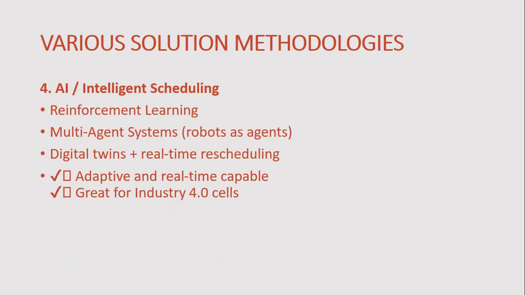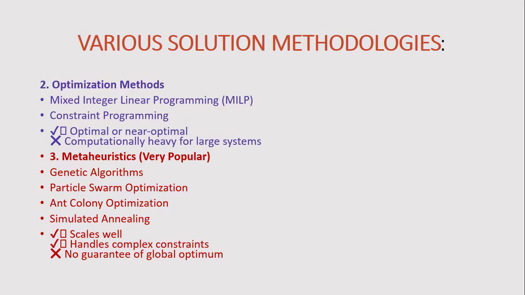The next one is agent-based intelligent scheduling. So these are the four different varieties of solution methodologies. Out of these, today we are going to discuss the genetic algorithm as a case study for the task assignment scheduling problem for a multi-robot assembly workshop.